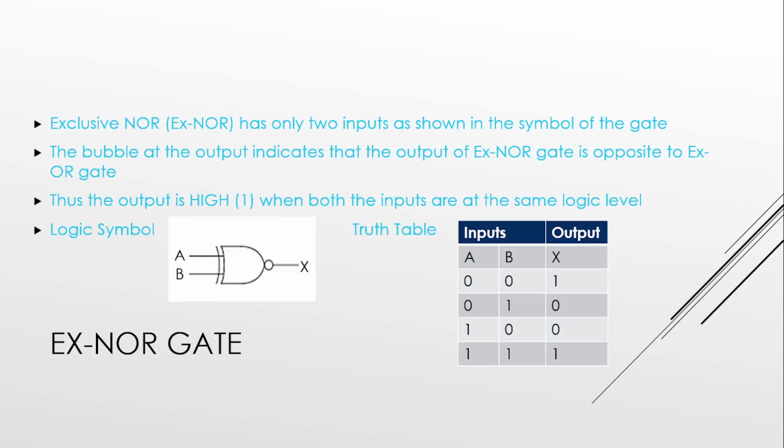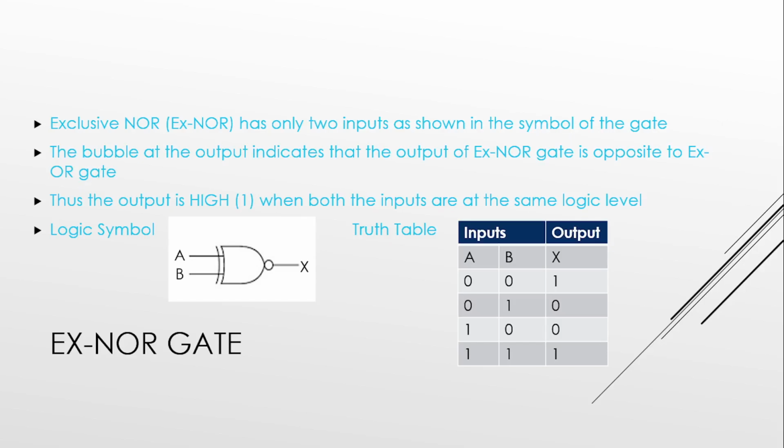Now let us see the next gate, that is the XNOR gate. You can recognize this operation by simply putting a bubble, which is the symbol of negation, at the output of the XOR gate or exclusive OR gate. In this way we find the exclusive NOR gate. Again, it has only two inputs and a single output. The bubble at the output indicates that the output is not the XOR output, it is the XNOR output.